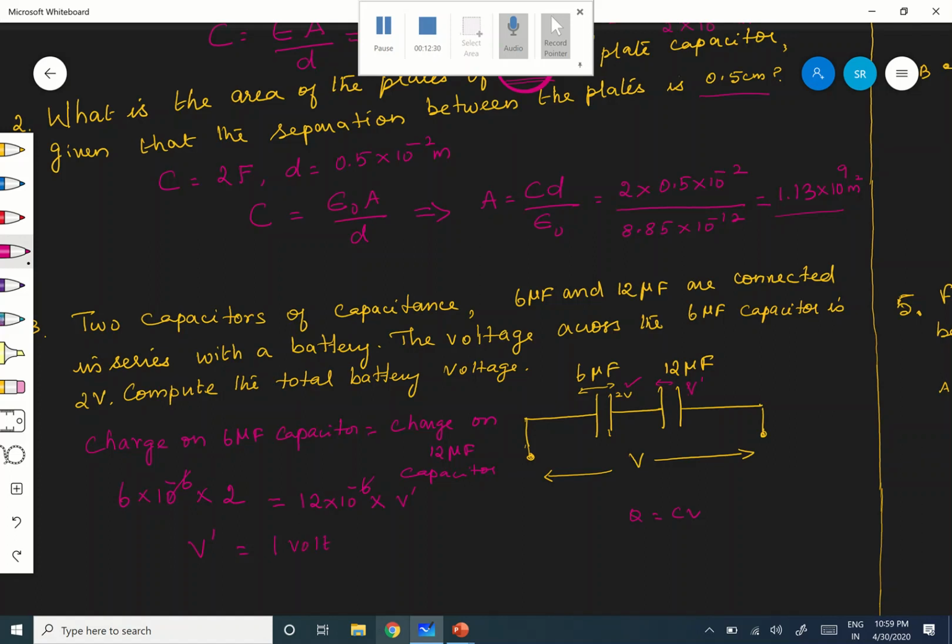So you know now what is given. The potential drop across 6 microfarad is 2 volt. Now you have got that the potential drop across 12 microfarad is 1 volt. Therefore, both put together will be the total battery voltage, because both together make V.